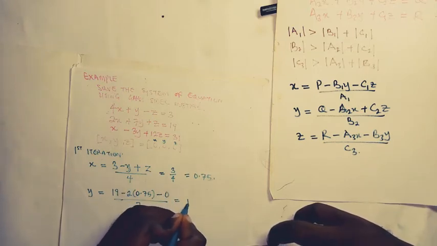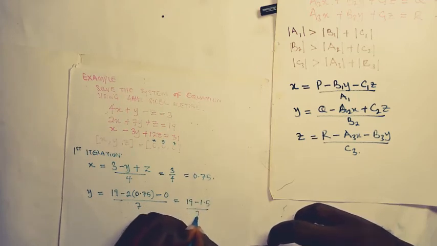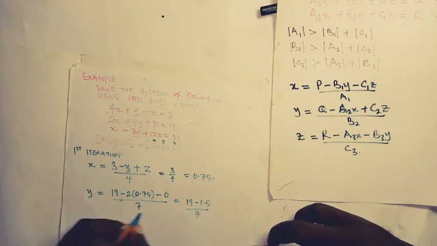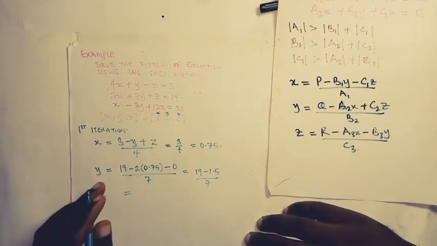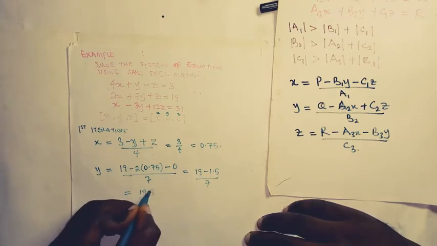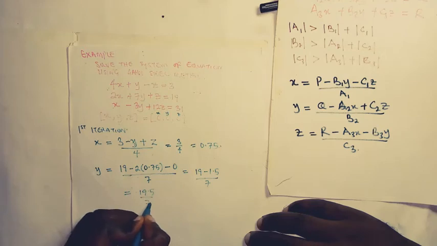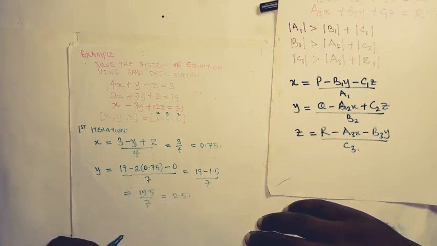And this will give us 19 minus 1.5 divided by 7. Here we will have 17.5 divided by 7, and this should give us 2.5. So we have a new value for y.